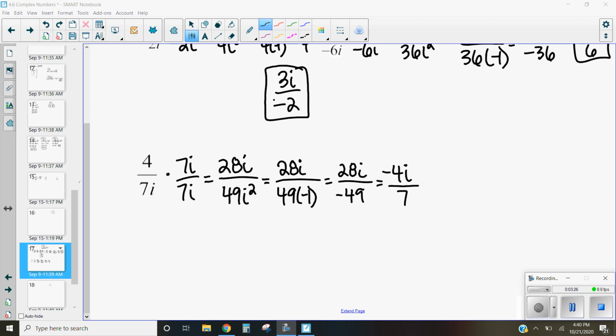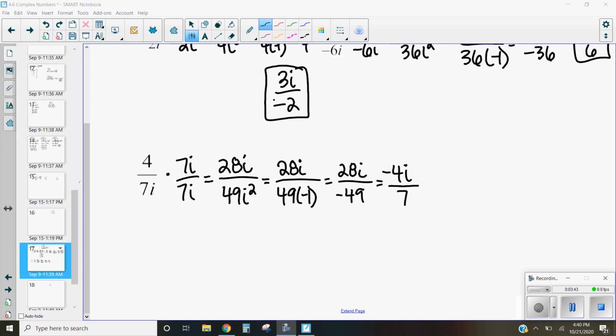Okay, hopefully you've had a chance to work through this problem. So again, remember, we're going to multiply by our special form of 1. In this case, it's going to be 7i over 7i. And as we multiply that, we get 4 times 7, which is 28i, divided by 7 times 7, which is 49. i times i, which is i squared.